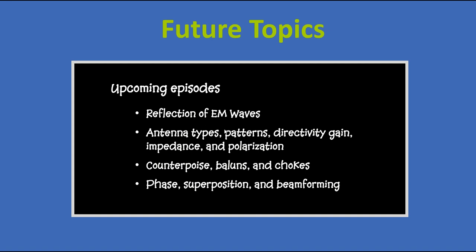And then later, we might have an episode on counterpoise and balance, what to do about antennas like the one I showed you that have currents coupled back onto the coax. And then finally, phase superposition and beamforming. This is basically how to create highly directional antennas and maybe steer them.